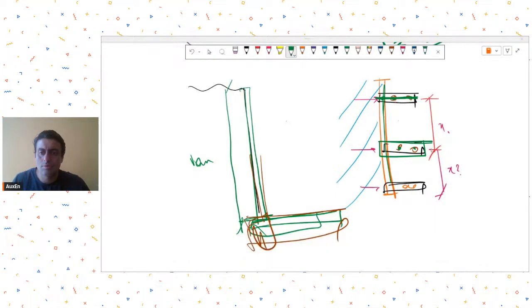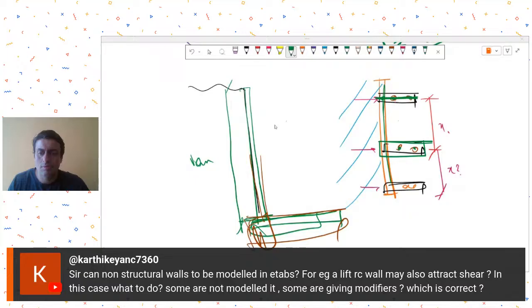Mr. Karthikeyan is asking, can non-structural walls be modeled in ETABS? If it is non-structural, why do you want to model it? Why do you want to design it? Why do you want to include it in an analysis? If it's a non-structural wall, don't model it. Just take the loads, and that's it.